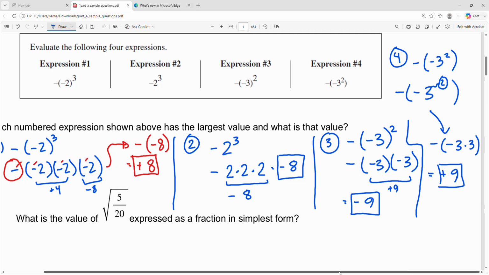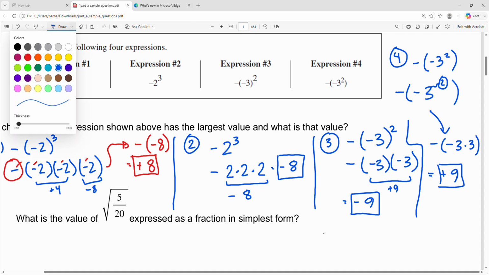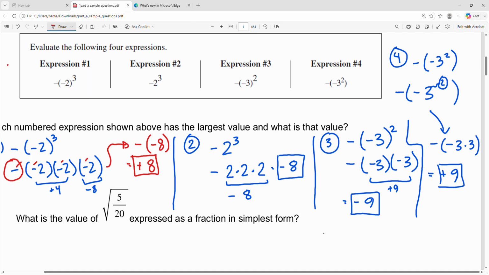They asked us which expression has the largest value. So obviously positive numbers are larger than negative numbers, so we can get rid of those negative numbers right away. If they ask us for the smallest value or the least value, then we're going to do the opposite. We're going to look at the most negative. But in this case, they want the largest value. So let's get rid of those. That's not the largest. It's negative. That's a negative. Now we've got 8 and 9. Which one's bigger? 9 it is. So that means that expression number 4 is the correct answer.